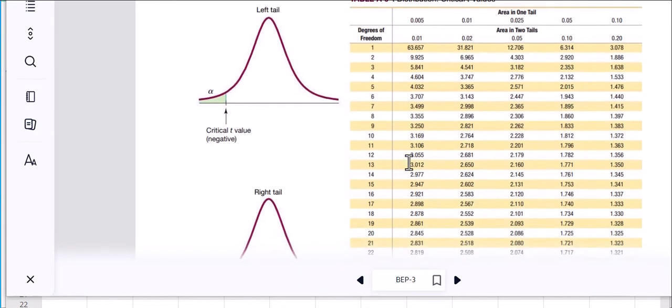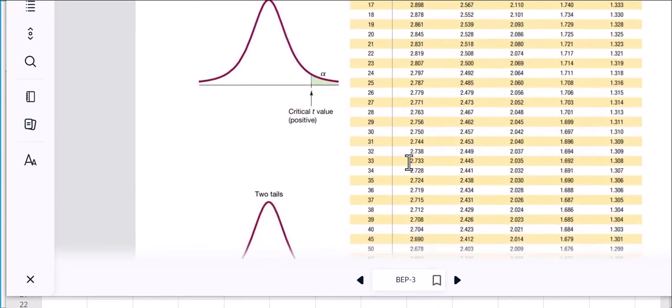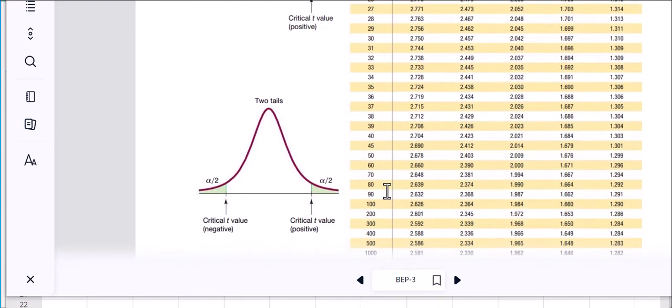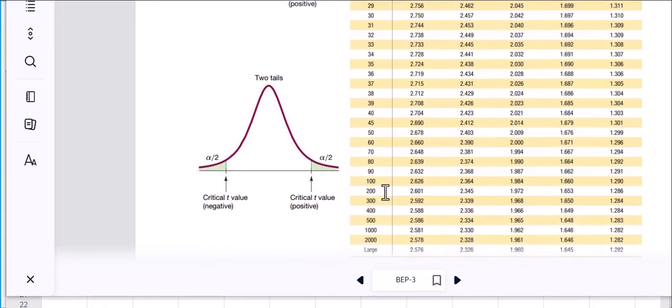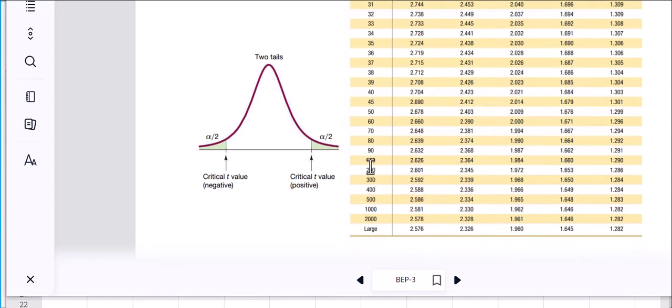We've done examples in the past that if you have, say, 72 people in the sample, your degrees of freedom will be 71, but you always round down, right? So we will go to 70. If you had 136, then you will go to 100. So you always round down.